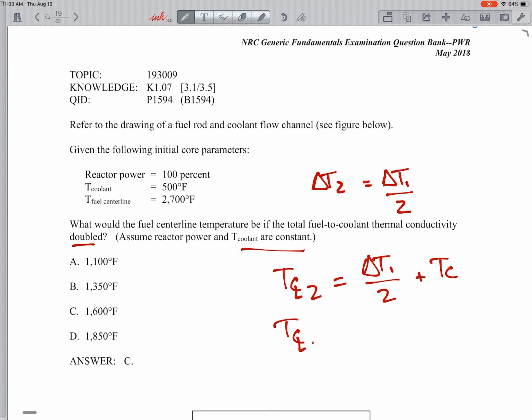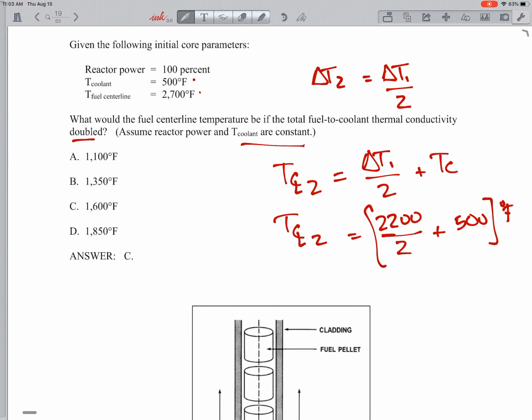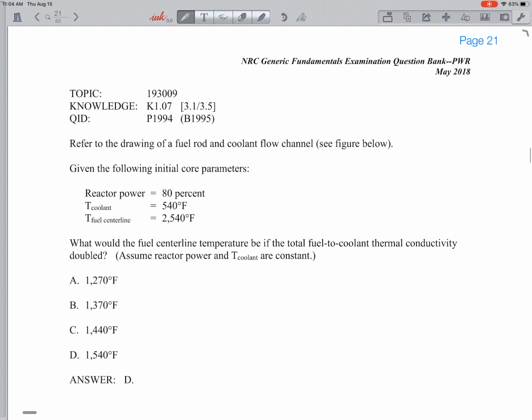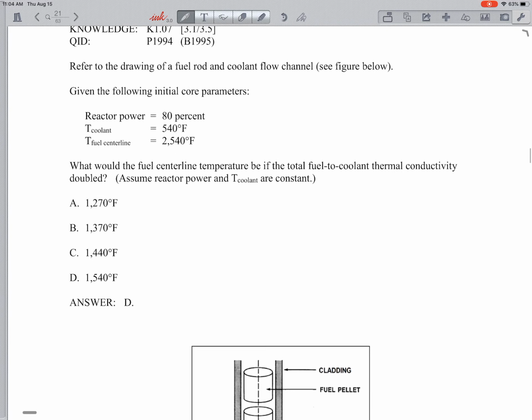So temperature center line 2 is going to be equal to 2700 minus 500, divided by 2 plus 500 degrees Fahrenheit. Okay, and that is 1100 plus 500, and that's going to be 1600 degrees, and the answer is C. Okay, and we'll move on to the next one. Where is it? Here it is.